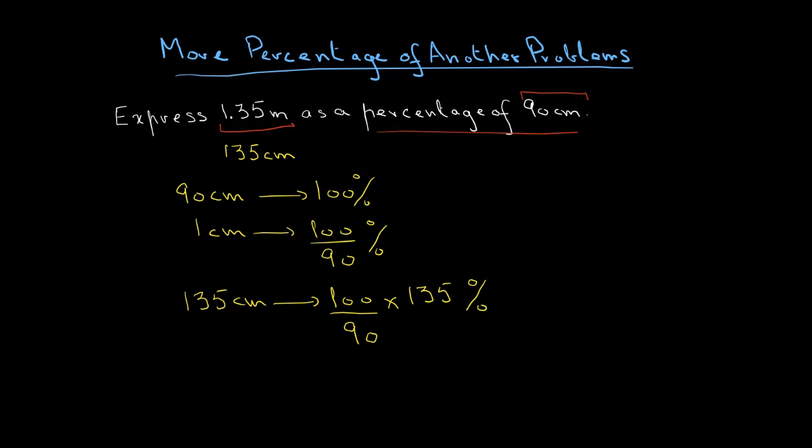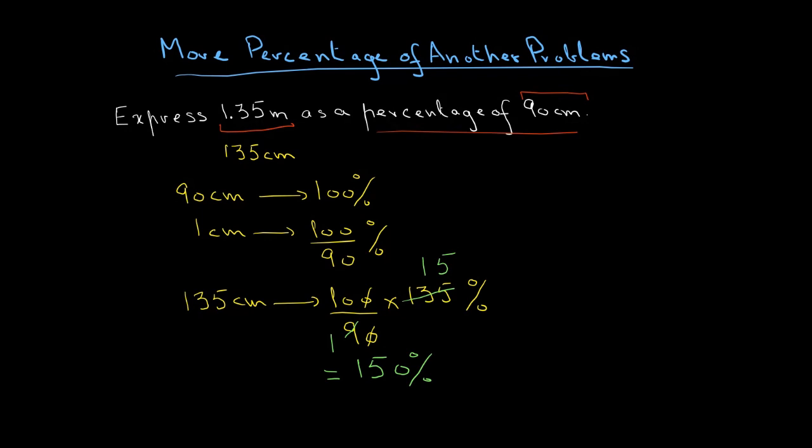And now I can very easily divide by 9, and when I divide by 9, I find out that 9 ones are 9, and 9 fives are 45, so I'll have 15. So this will exactly be equal to 150%. Okay, so let's try to do another problem.